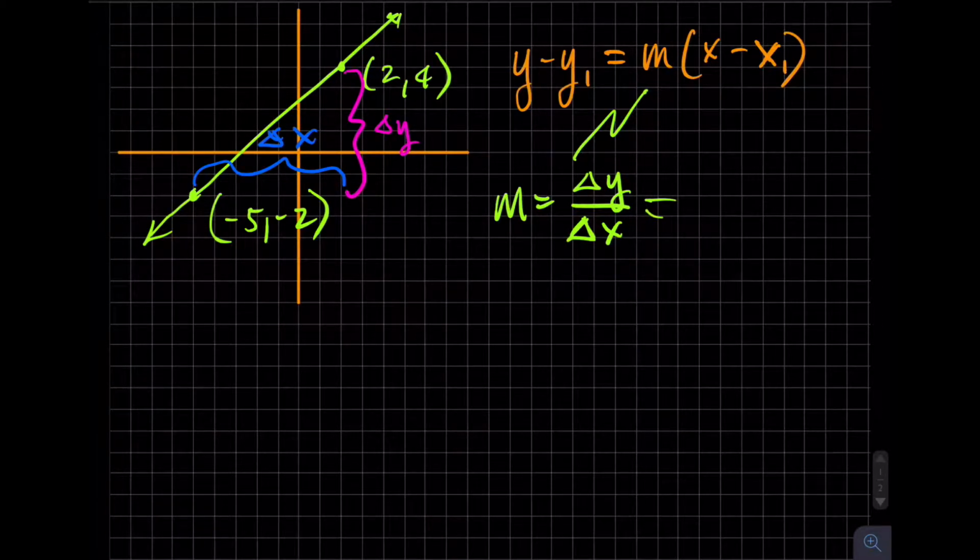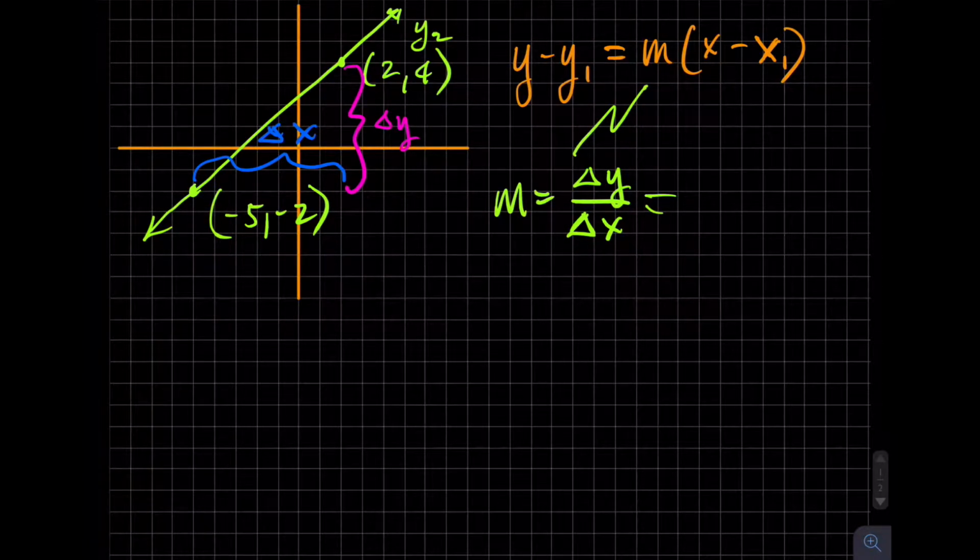So if we continue with this, I'm going to identify this as my y2. And so this is going to be 4 minus my -2 over 2 minus my -5. I'm going to end up getting a slope of 4 plus 2 is 6, and 2 plus 5 is 7. So I get a slope of 6/7.